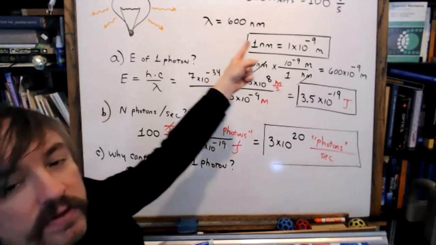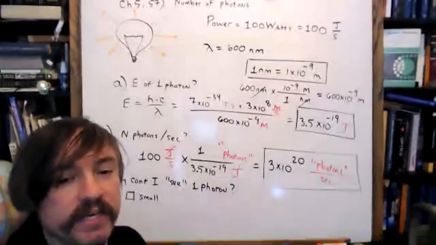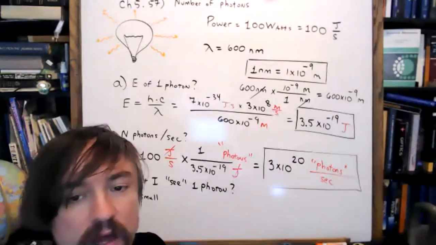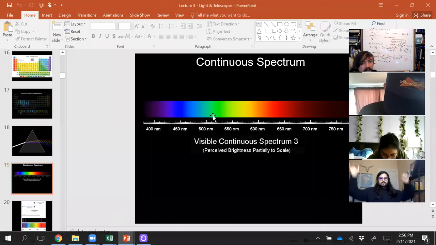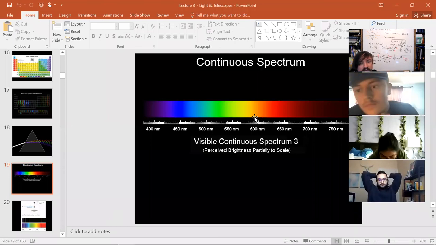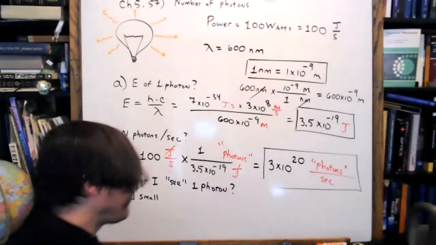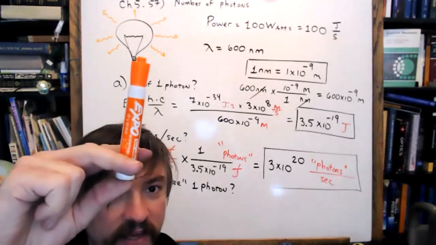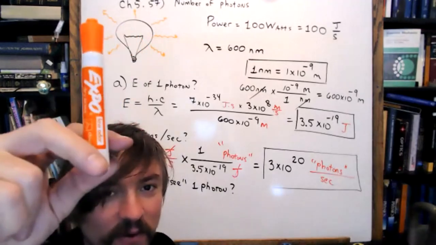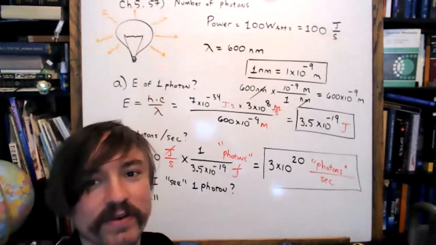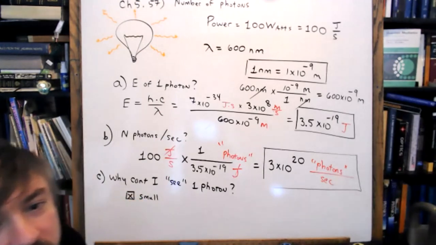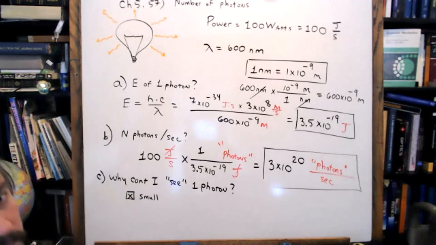I agree, Andrew, that 600 nanometers is a pretty small number. On the other hand, I also know from my lecture today that all orange light has a wavelength of 600 nanometers. So if 600 nanometer light was too small to see, I wouldn't be able to see anything orange, because all orange light is 600 nanometers. So too small is not good enough. How about another guess? Why can't I see one single photon?